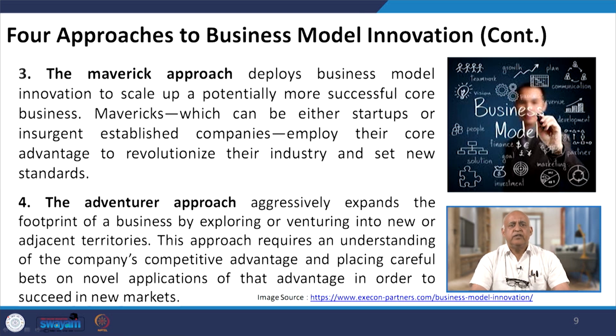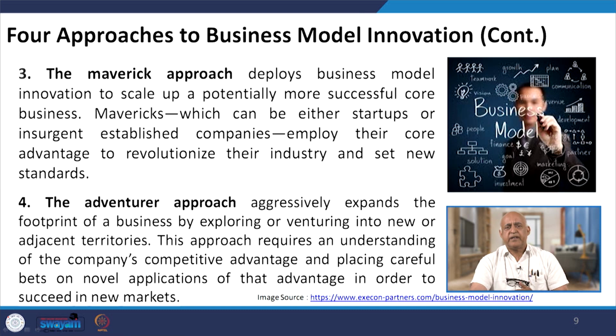When we are talking about these adventures, the business carefully or aggressively expands its footprint by exploring or venturing into newer adjacent territories. Now, in a country like India, where north, south, east and west have different cultures and different practices, a business that starts within a homogeneous culture, when it expands, goes into newer adjacent territories.